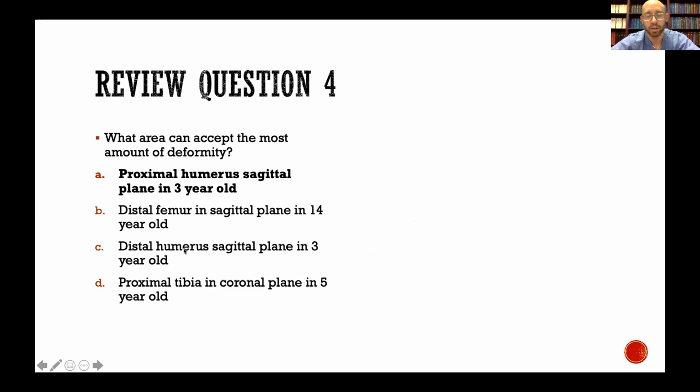Same thing for the distal femur, because the knee flexes and extends. Same thing for the distal radius, because you flex and extend your wrist. Although in this question the distal femur does grow almost a centimeter per year, this is a 14-year-old. I didn't specify if it was a male or female, but this patient's almost done growing. So you're not going to get that much remodeling, rather than a 3-year-old who has 10 plus years of additional growth and ability to remodel.